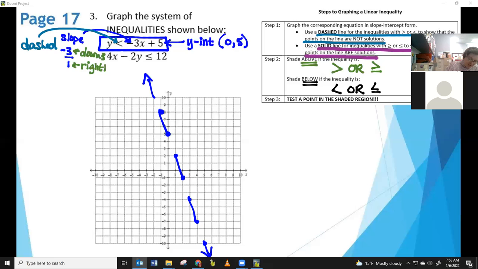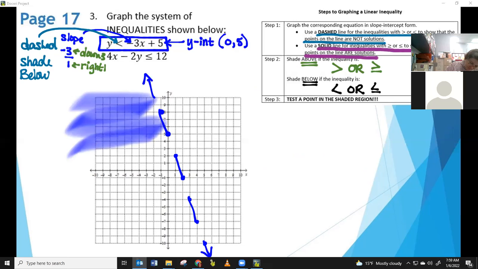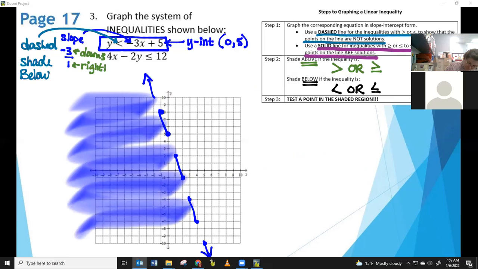Would I shade above or below that line? Shade above or below? Below, yes. So here we go. I'm going to shade over here. And now I want to go and do the other line.